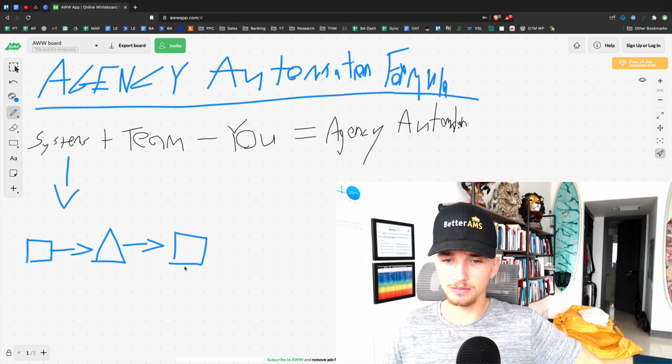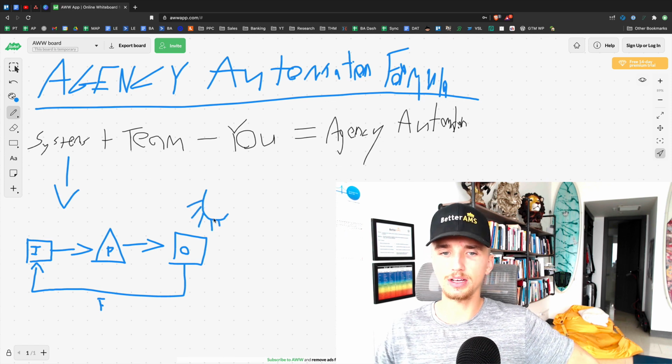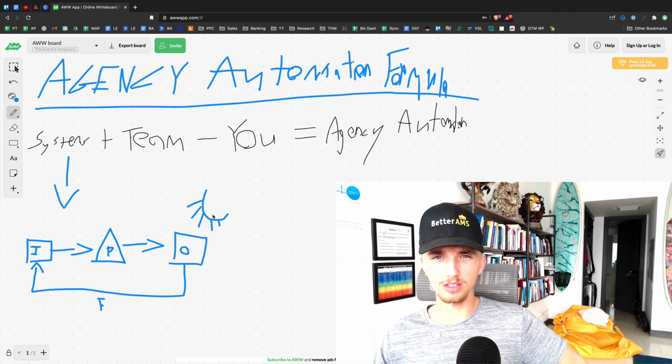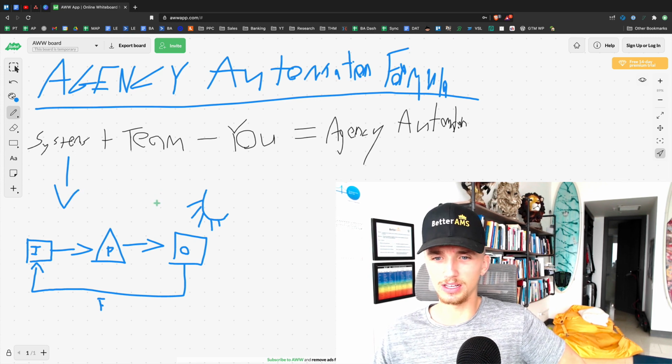Now, in a system, you have obviously processes, but you primarily have inputs, processes, outputs, feedback, and then you have environment. Okay, this is the sun. This is how systems work. This is basically how system thinkers have this model in their minds. So the agency in itself, you can apply many different dimensions to this model, but the system is your agency. Your agency is a system.